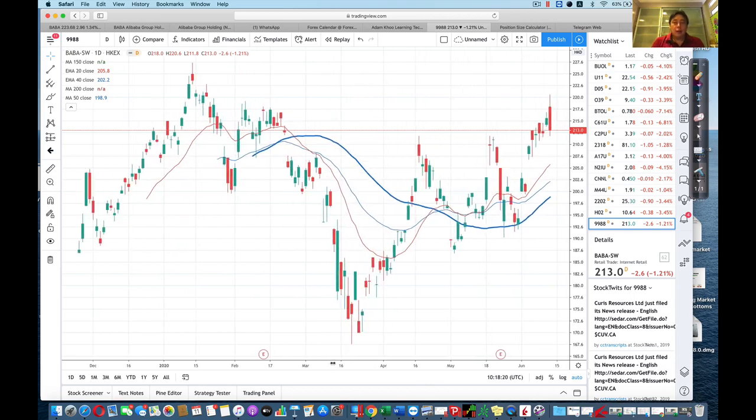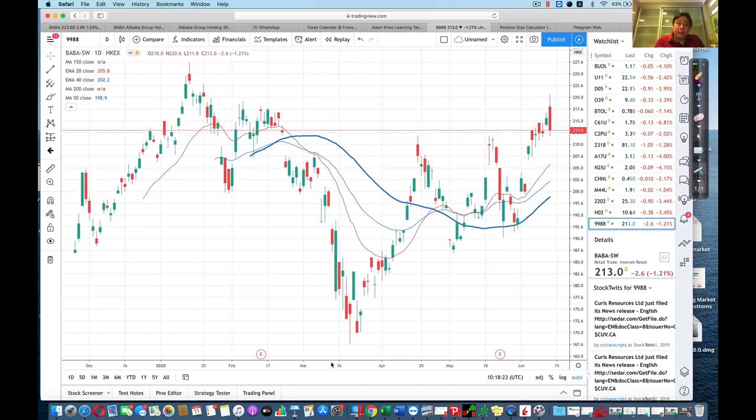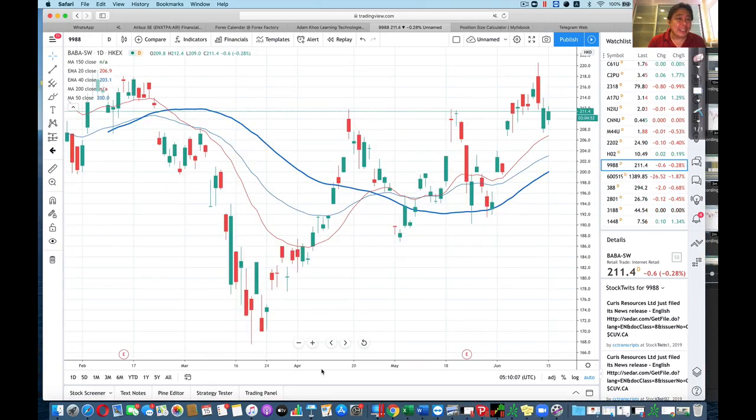Now, the one listed in Hong Kong was only listed a few months ago, so you can see that the charts are not very complete. They're very new charts. But no worries, because both the Hong Kong and the US should move more or less together. So in other words, I can look at the US charts to determine where to buy, and then buy the next day in Hong Kong. Roughly, you get roughly the same price. You can see that the one in Hong Kong is currently selling at 211.4 Hong Kong dollars.